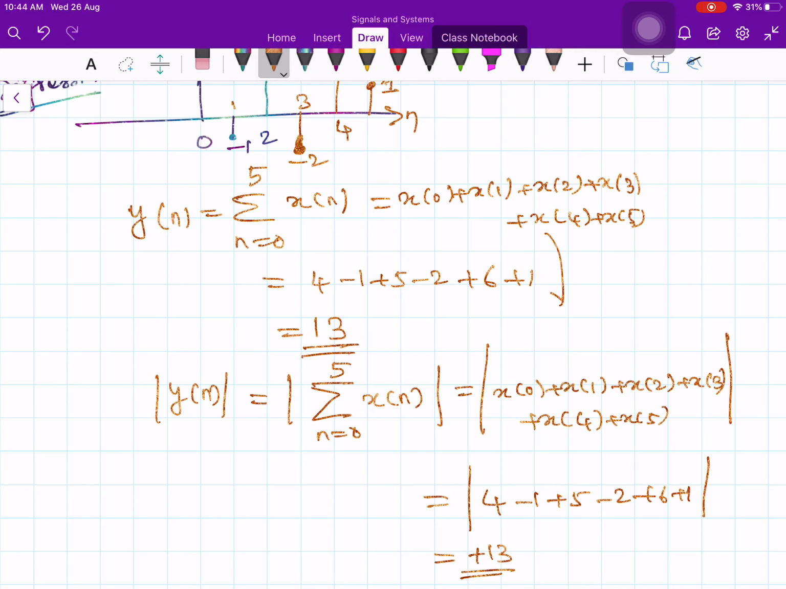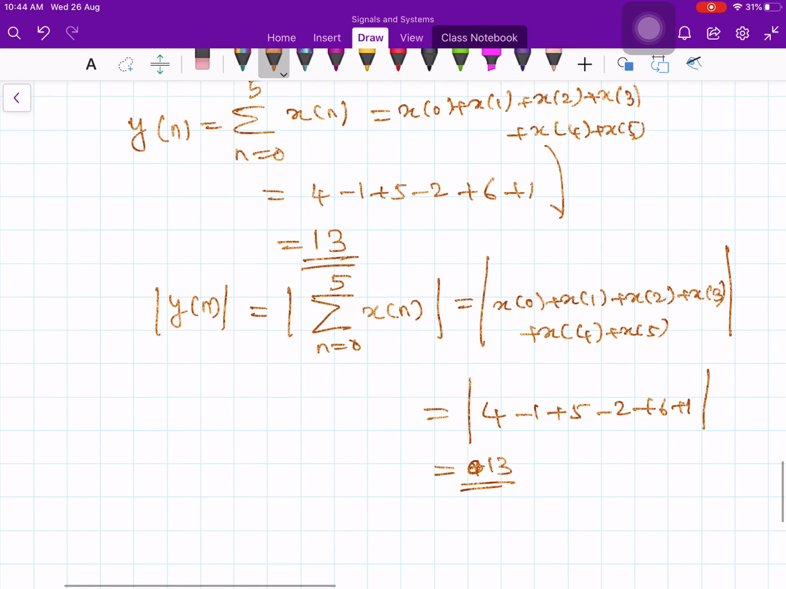Now let me consider one more quantity, like y of n is equal to, you take this modulus inside the summation like this, x of n. Again let us say n is equal to 0 to 5. Now in this case what happens?